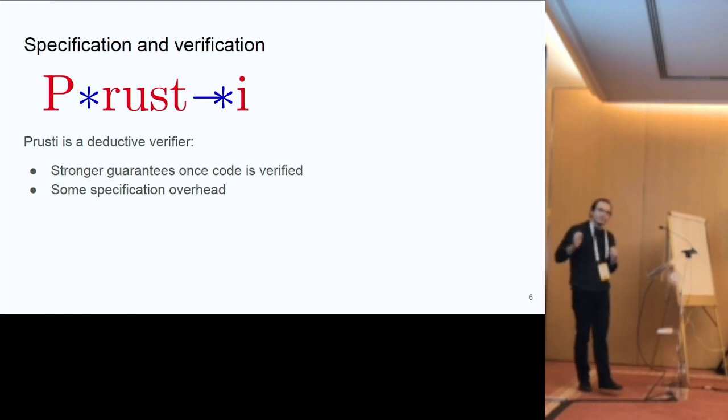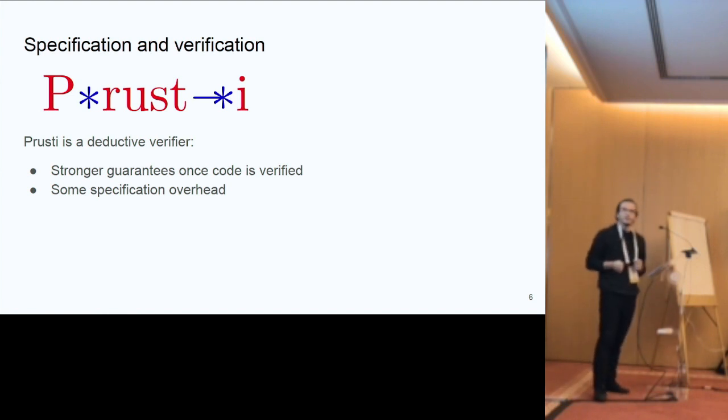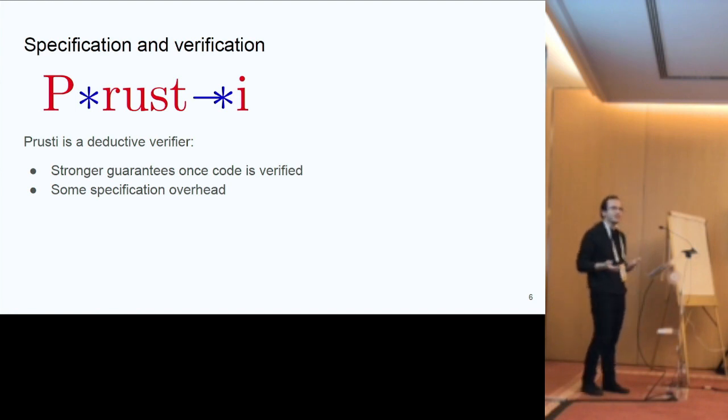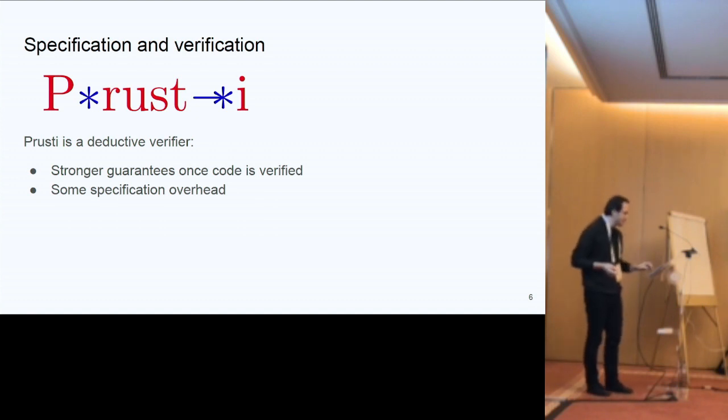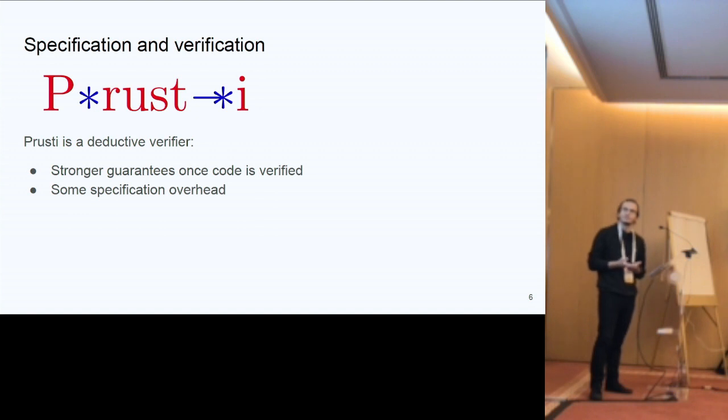This is all done in the deductive verifier called Prusti that we work on. It is a deductive verifier, which means when you verify some code, you get pretty strong guarantees about what happens. And the cost there is that you are expected to provide some specifications. Namely, we provide, as users of Prusti, preconditions and postconditions on methods and things like loop invariants.